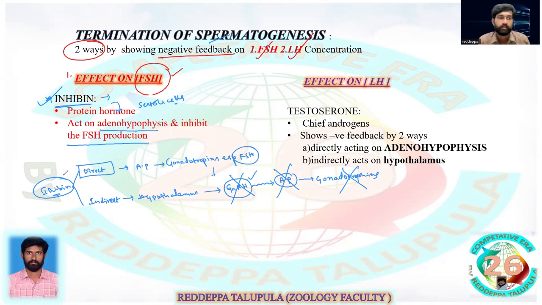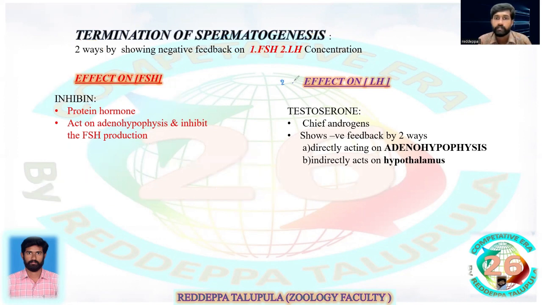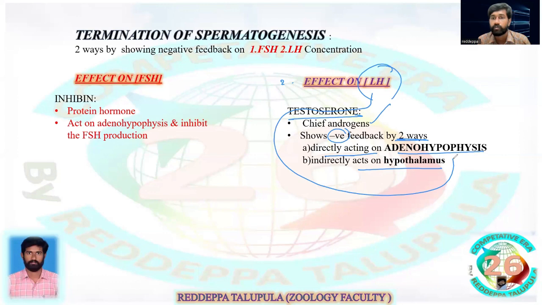Thus, this is the mechanism involved when inhibin acts on the anterior pituitary or hypothalamus. Next, the second one is the effect on concentration of LH. Testosterone is the chief androgen, so it gives negative feedback in two ways: directly acting on the adenohypophysis or indirectly acting on the hypothalamus. Then they can affect the concentration of LH and thus lead to the termination of spermatogenesis. These are the two ways where there is negative feedback on the concentration of FSH and LH, and thus termination of spermatogenesis is noticed. By this, the total concept related to spermatogenesis is completed and provided for you. Thank you.